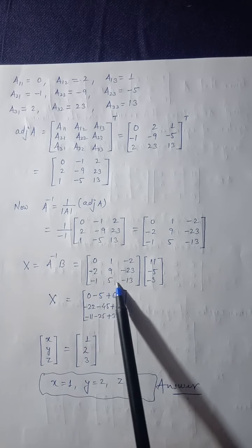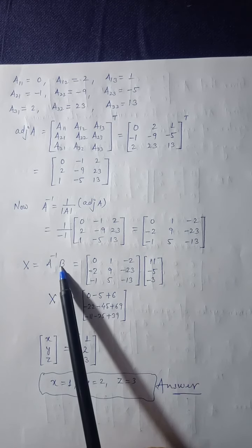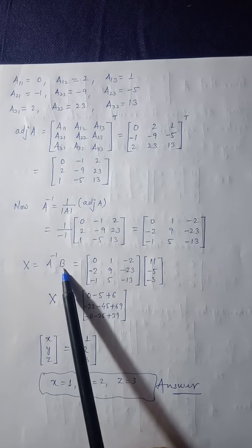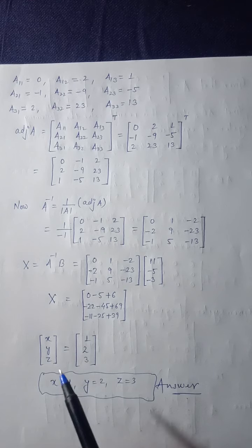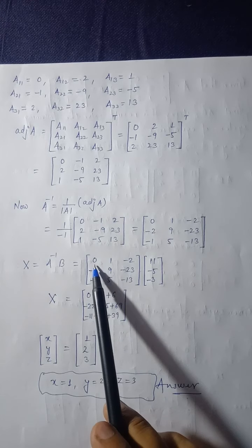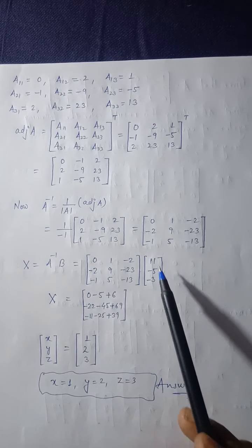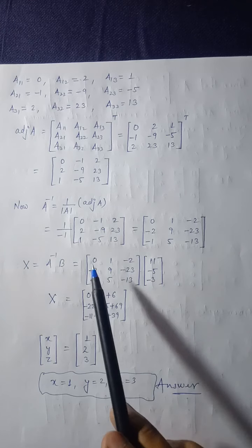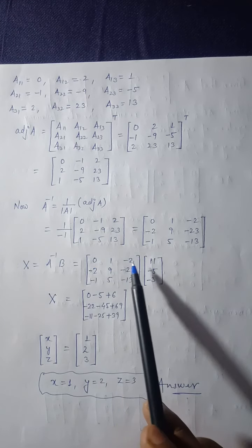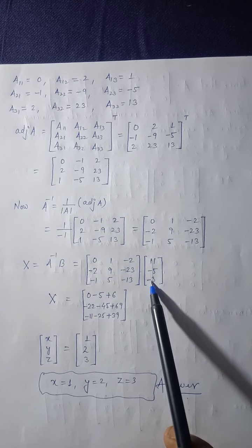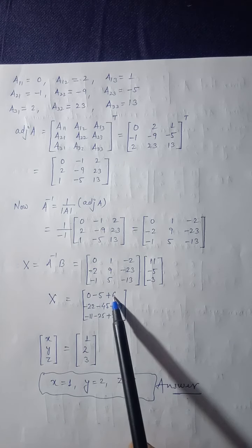You put this matrix, and B is already known, which is 11, -5, -3. Now when we multiply, multiplication is easy. Take the first row and first column, multiply the corresponding elements. 0 into 11 is 0, 1 into -5 is -5, and -2 into -3 is +6. So 0 - 5 + 6.